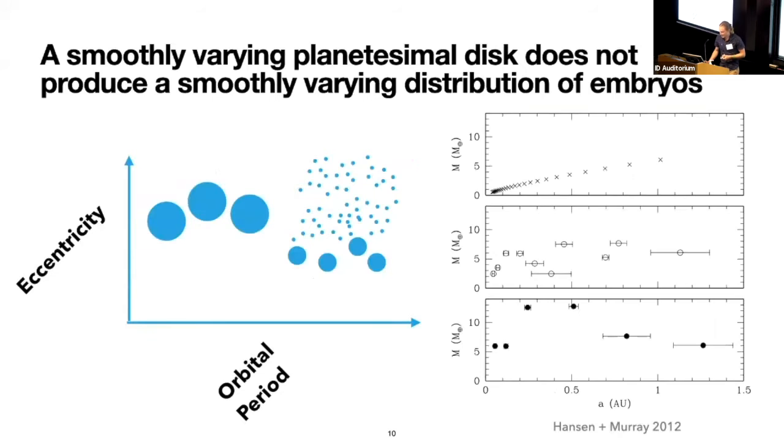The key takeaway from the first part of this is, if you start out with a smoothly varying planetesimal disk, it doesn't produce the smoothly varying distribution of embryos like a lot of people assume when they do planet formation simulations.